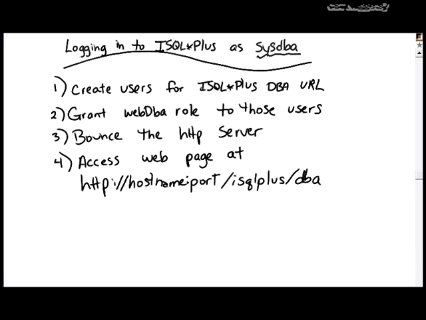First of all, you're going to create users for the iSQL Plus DBA URL. And once you create that user and you grant them the appropriate role, in this case web DBA role, then when the user tries to access the web page, a little box will pop open prompting for their username and password. But for the server to see the changes that you've made, you actually have to bounce the server, and then of course you can access the web page. Notice that the URL is just slightly different. We've tacked on DBA at the end of the URL.